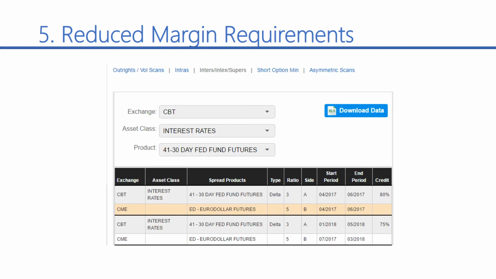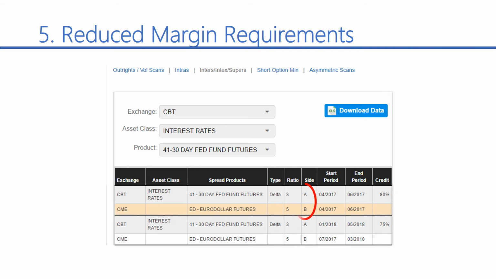Here is a screenshot from the CME Group website. This website allows you to search for the margin requirements of different spread combinations. We searched for margin requirements for inter-market spreads. We selected the combination of the Fed funds and Eurodollar contracts. Note the contract ratio. The exchange's calculations show that to have good price movement offset, you need to have an uneven ratio of contracts. 3 Fed funds contracts for every 5 Eurodollar contracts.